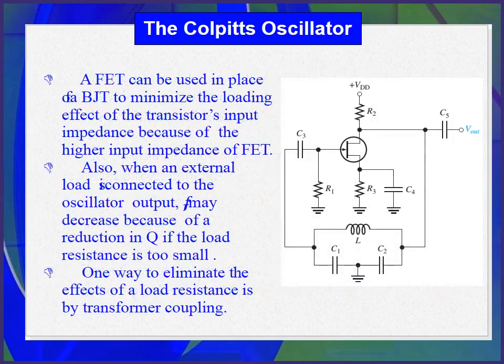So a FET can be used in place of a BJT to minimize the loading effect of the transistor input impedance. Recall that FETs have much higher input impedance than BJTs. Also, when an external load is connected to the oscillator output, resonant frequency may decrease because of a reduced Q. This happens if the load resistance is too small. In some cases, one way to eliminate the effect of load resistance is by transformer coupling, as indicated in the figure.